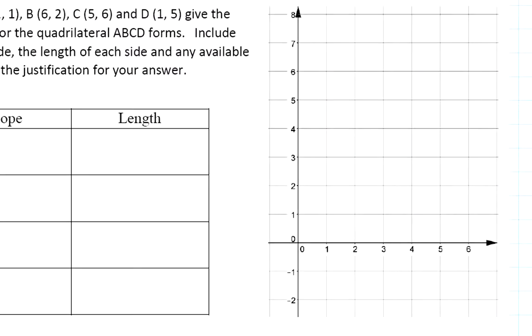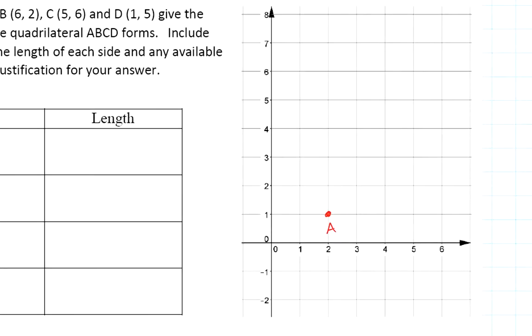A was at 2, 1, so I'm going to go over 2 and up 1. So there's point A. The next point that we had was 6, 2, so I'm going to go over 6 and up 2. And this is point B. Next, we've got the point 5, 6, over 5 and up 6. Here's the point C. And then finally, our last point D is at 1 and then positive 5.